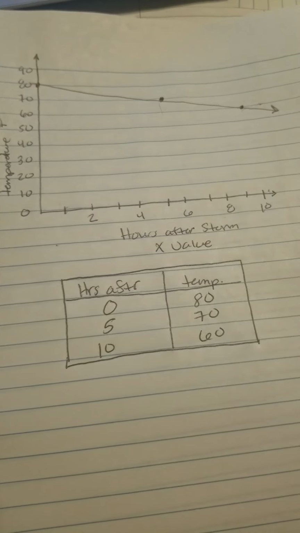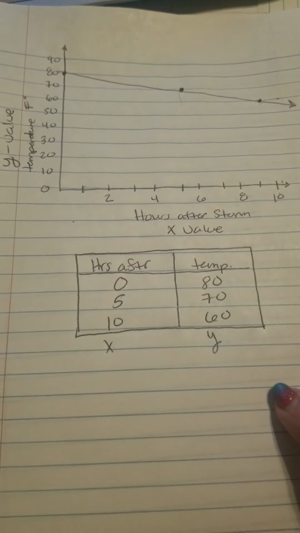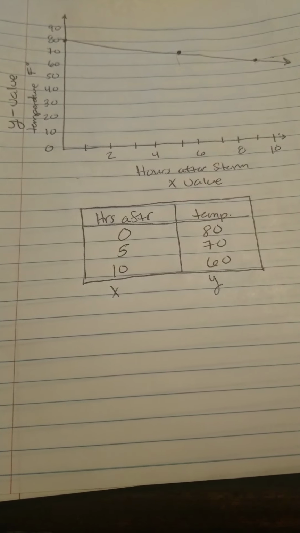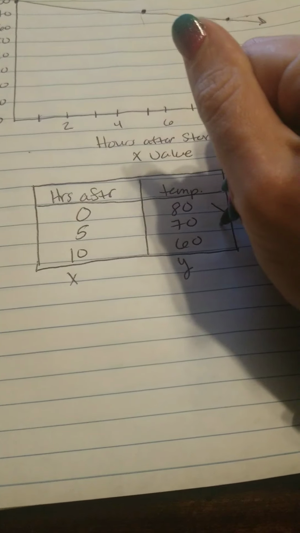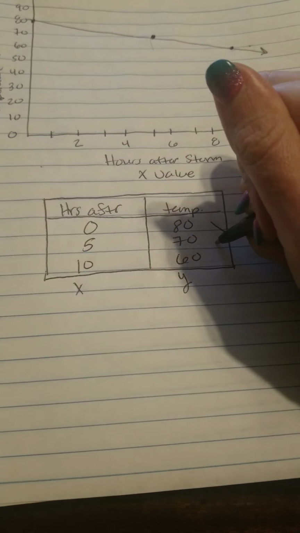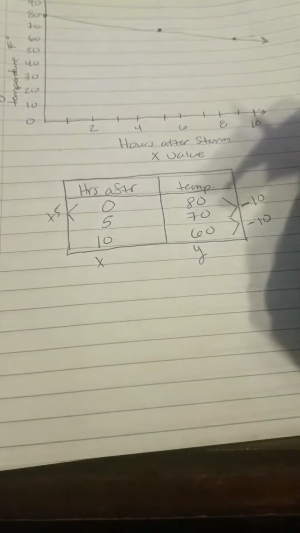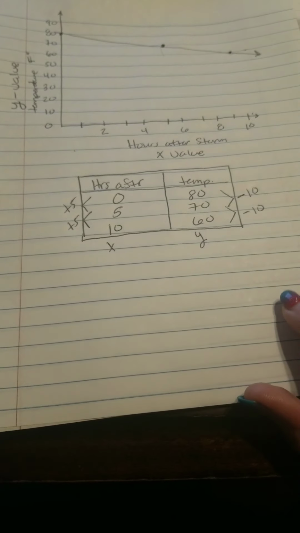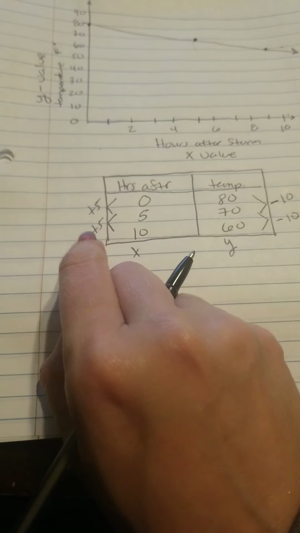10 hours after the storm, the temperature is 60 degrees. So now we need to determine what is the change in X and what is the change in Y. Then we're going to determine, is it a constant rate of change, and what is the equation that would go with it if it is a linear relationship. To go from 80 to 70 is a negative 10 degrees. To go from 70 to 60 is also a negative 10 degrees. To go from 0 to 5 is a positive 5, and to go from 5 to 10 is also a positive 5. So we're going to determine what is our constant rate of change. Over here, they're all negative 10s, and over here, they're all positive 5s.